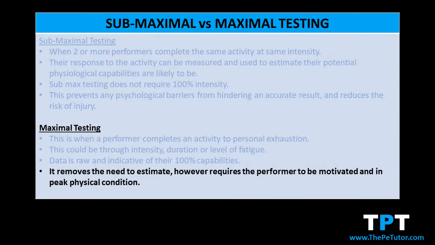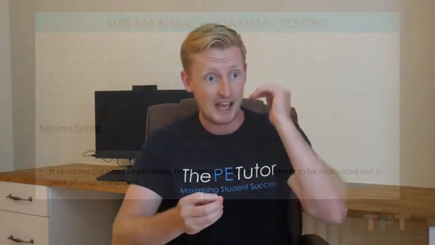Although this removes the need to predict or estimate a performance capability like sub-max testing does, what it does require is access to high quality or very specialist equipment or lab-based conditions which could incur costs or could be very difficult to have access to. Furthermore, the motivation needs to be very high in a performer on the day, and they need to be in peak physical condition in order to actually hit and achieve their 100%. Any tiredness or fatigue or minor injury or drop in motivation could cause them to finish the activity or the test before they've reached their maximum capability.